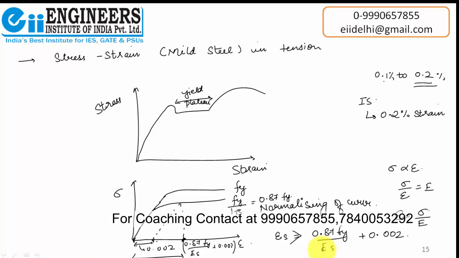Okay. Well, what is the Young's modulus of steel? Young's modulus of steel is taken as 2 into 10 to the power 5 Newton per mm square. Even in exams they may not give you the value of Young's modulus of steel, so you should know the value of Young's modulus of steel.